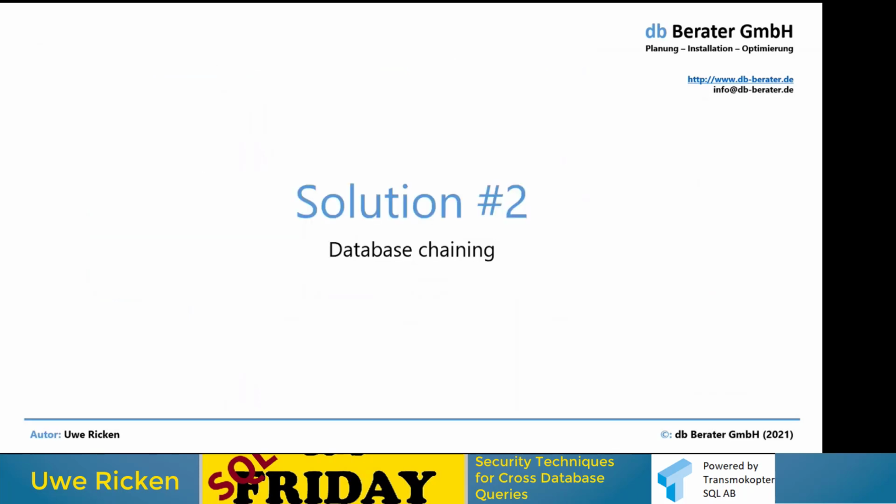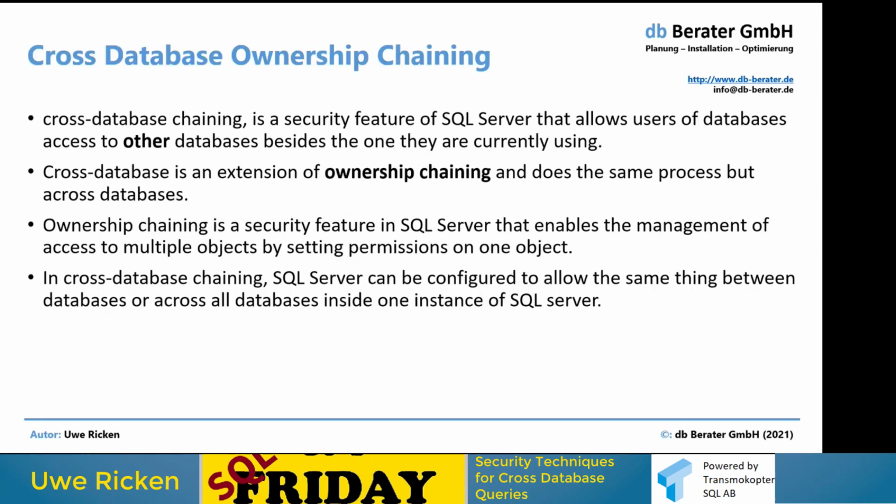Solution number two. This is a very interesting thing, but it needs a little bit more understanding about security in SQL Server. Database chaining is a technique I would favor if I don't want to work with trustworthy or with certificates. Think about cross-database ownership chaining like this. It is a security feature that allows users of databases to access other databases beside the one they are currently using. That's the way it works. But this one, and this is the most important thing, the cross-database chaining is an extension of ownership chaining, and it does exactly the same process, but now over multiple databases.